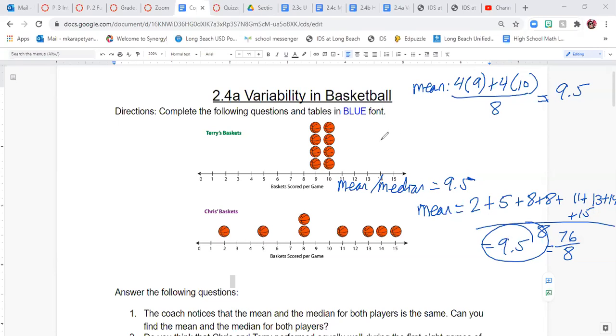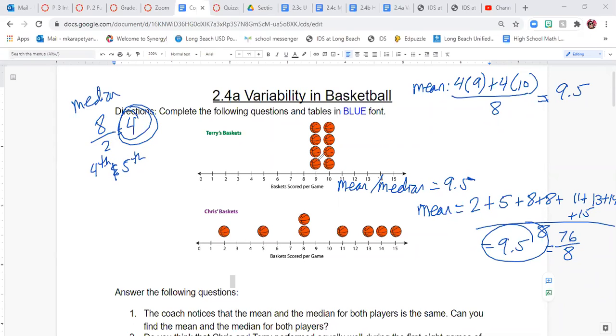Our median, however, just to show that we can get the same thing, we have 8 games, we had 8 games played, or we have 8 data points. I want to find the halfway mark between that, so that comes out to 4. Since it's a whole number, that means I'm going to be looking at the 4th and the 5th values in my data.